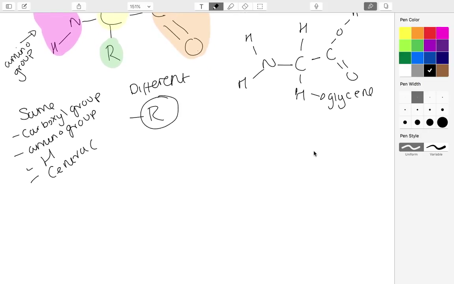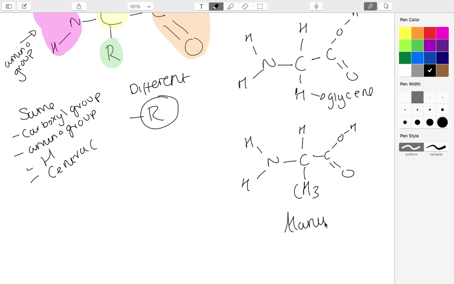Now, another one, alanine, is also kind of simple. C, O, H, O, O. And instead of a H, we have CH3. So just quickly draw that out. And that is alanine. So you see that the only thing that varies between the two, other than my bad drawing, is this, which is your R group. And this infers the amino acid's characteristics.